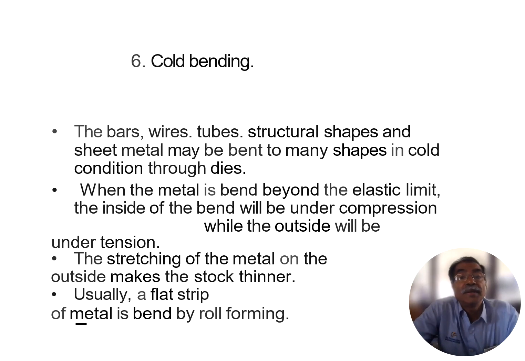Next is cold bending. Bars, wires, tubes, structural shapes, and sheet metal may be bent to many shapes in the cold condition. When the metal is bent beyond the elastic limit, the inside of the bend will be under compression, while the outside will be under tension. The stretching of the metal on the outside makes the stock thinner. Usually, a flat strip of metal is bent by roll forming.